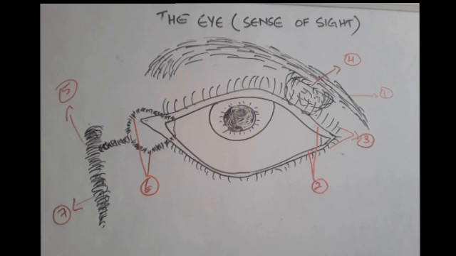Okay, so these are the main external structures of the eye. This is the topic for this week. Next week we are going to study the structure of the eyeball, the internal structures and all.